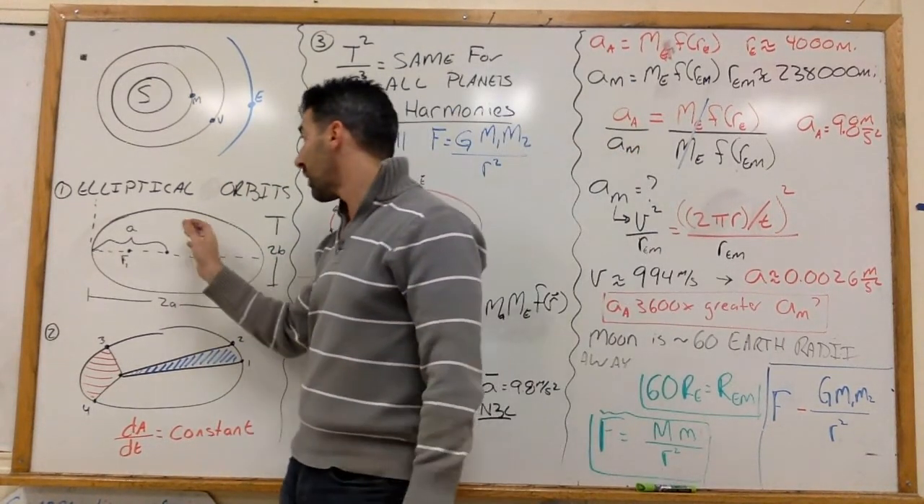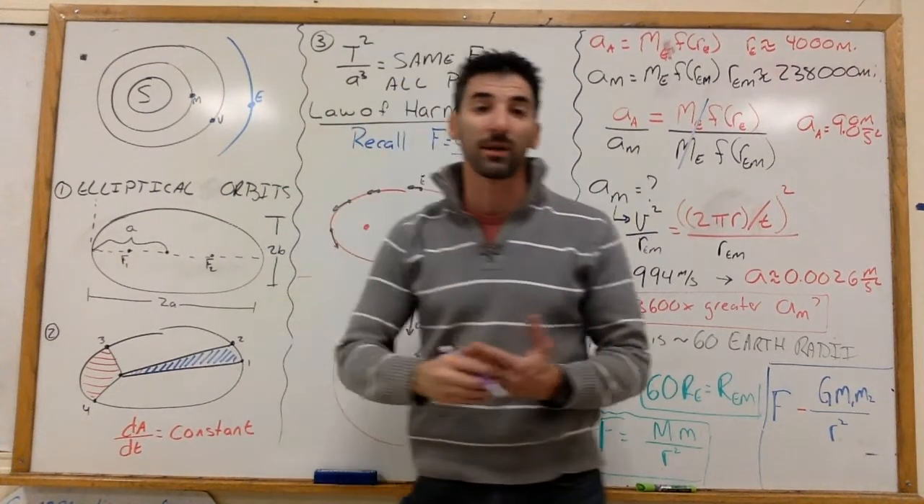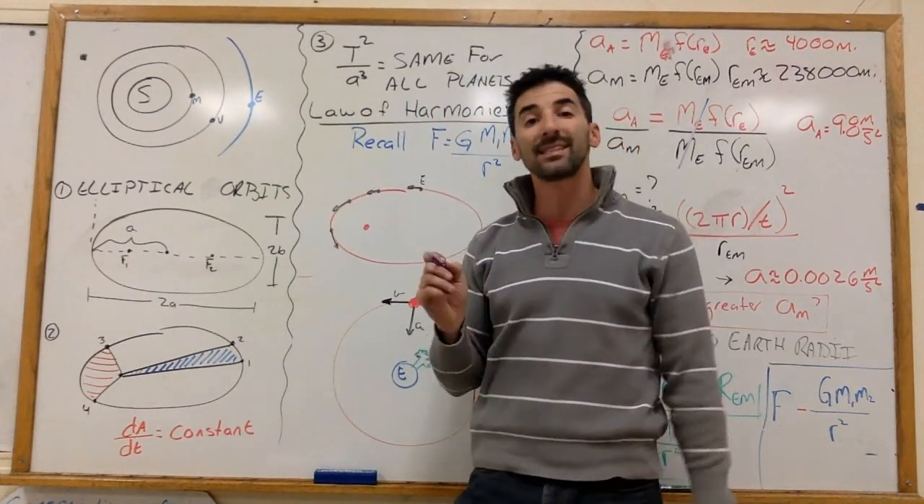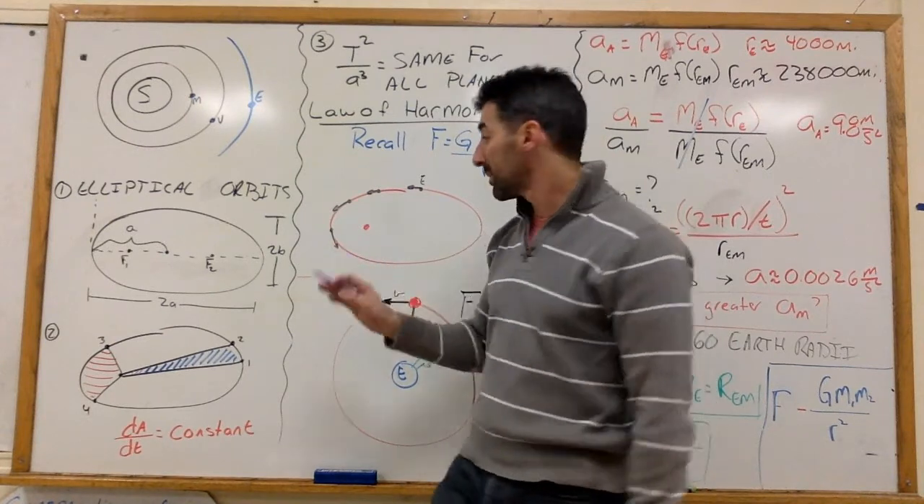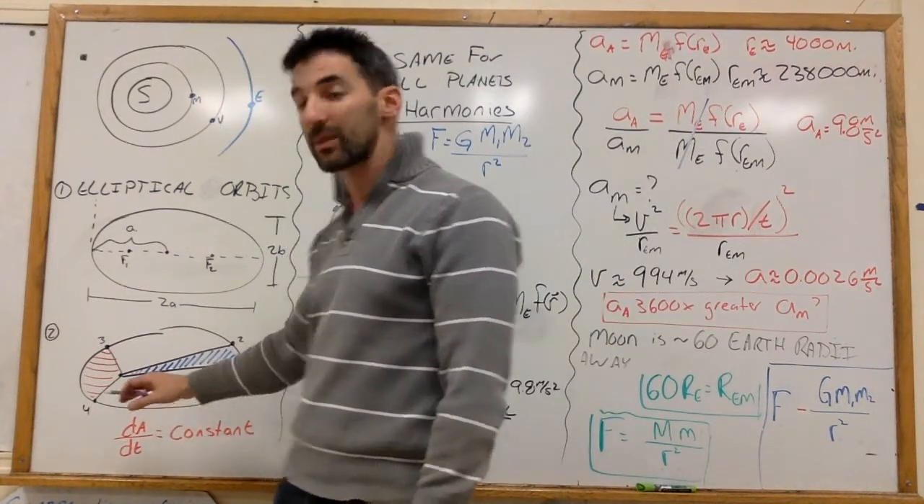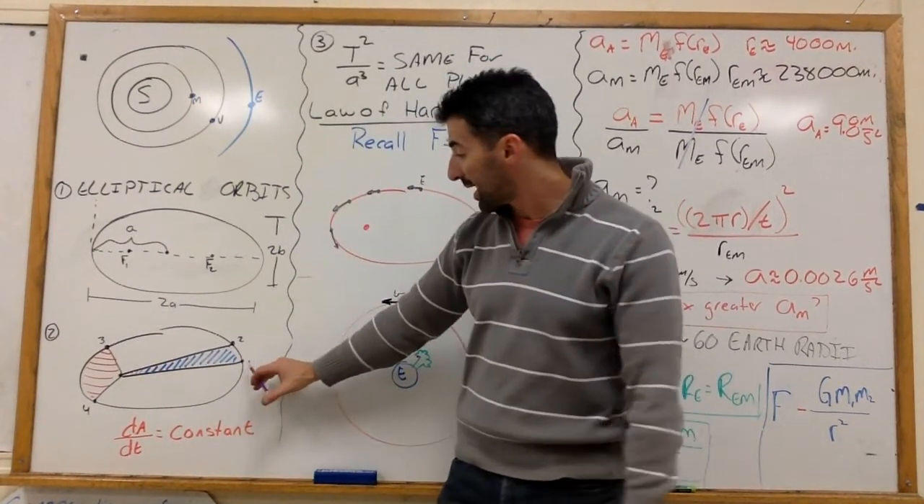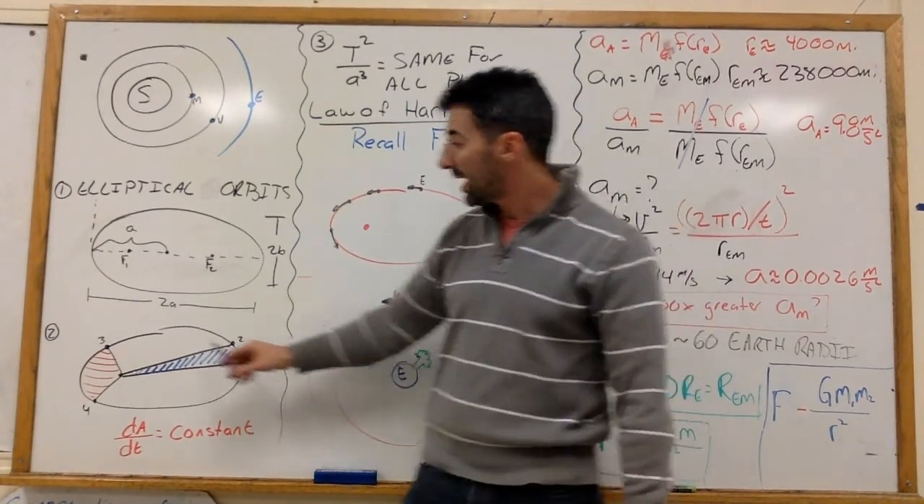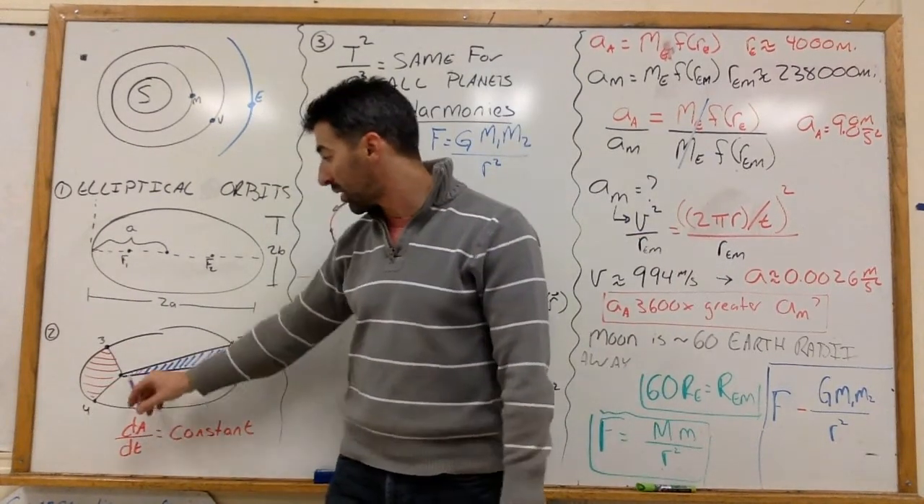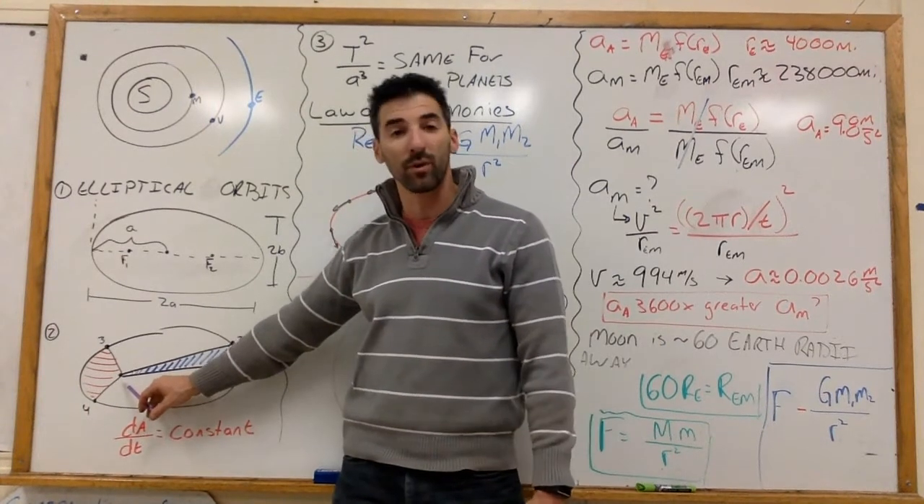So, law number 1 is that planets travel in an elliptical orbit. Law number 2 is that planets don't go the same speed. Planets actually speed up and slow down. So if you look at this picture here, I have a planet that goes from 1 to 2, and some time later I have a planet that goes from 3 to 4, with the sun being at that focal point.